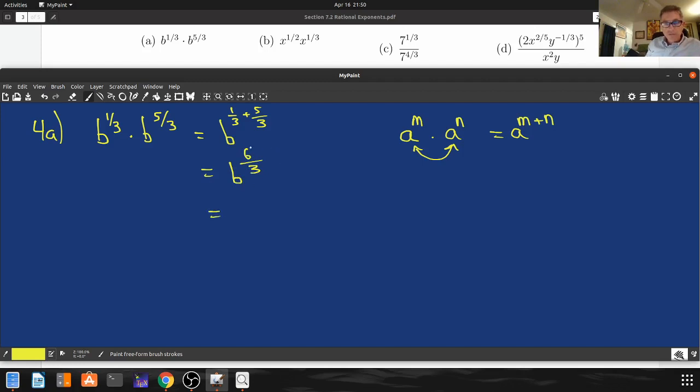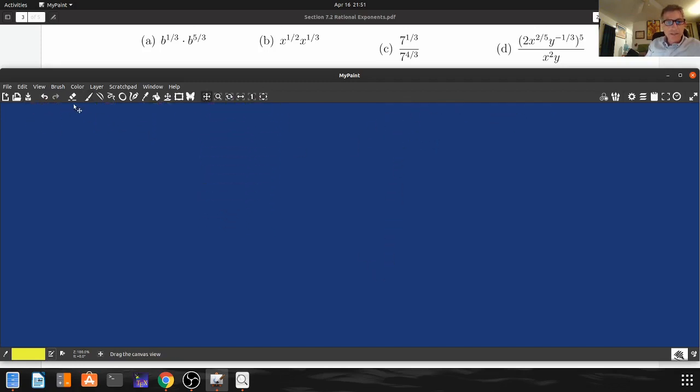But just like any fraction, just because the fraction's in the exponent doesn't mean I can't simplify it. And 6 divided by 3 is 2. So this is actually equal to b squared. Not nearly as bad as it looked, right? So 4b.